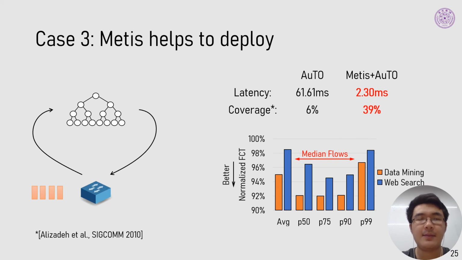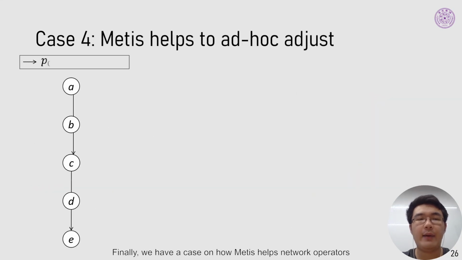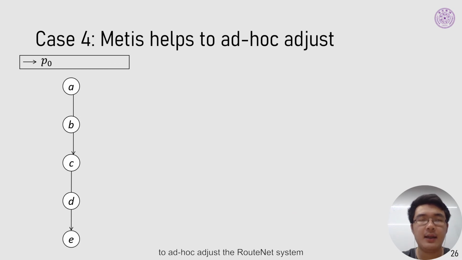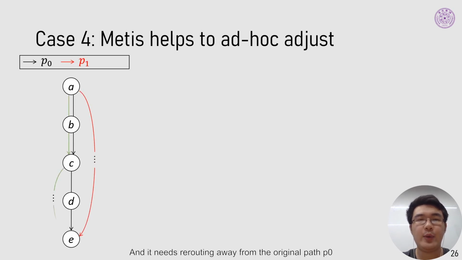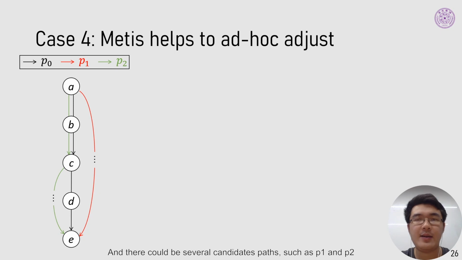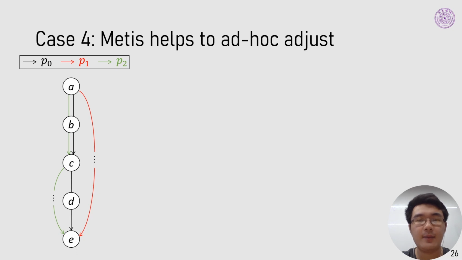More detailed analysis shows that the improvement mainly comes from the optimization of those median flows, which are newly covered by Mattis. Finally, we have a case on how Mattis helps network operators to ad hoc adjust the RootNet system. Suppose we have a flow from node A to node E, and it needs rerouting away from the original path P0, and there could be several candidate paths, such as P1 and P2. The actual performance of each path is unknown until the rerouting rules are installed.